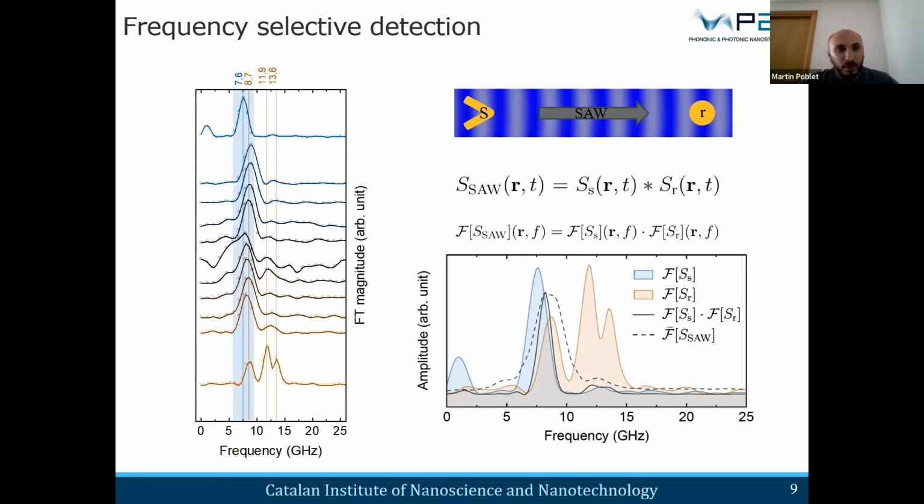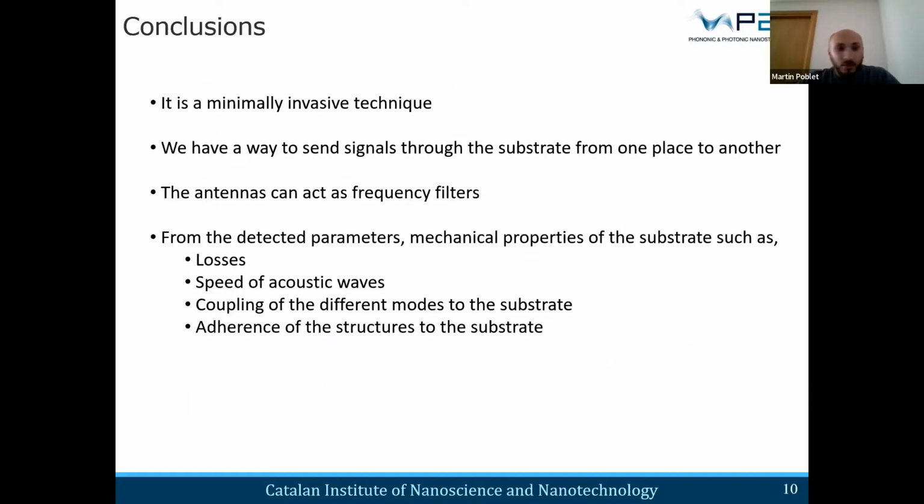So then, knowing the oscillation frequencies of the normal modes of the source and the receptor antennas, a selective detection of the propagating waves could be carried out. And that is, they could act as frequency filters, since these antennas are easily tunable.